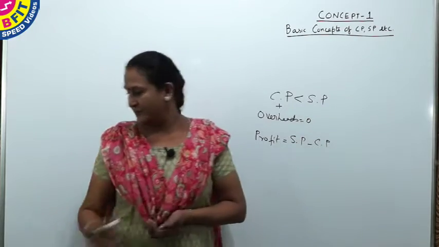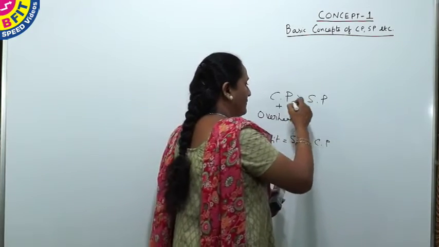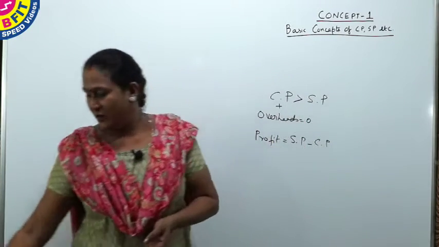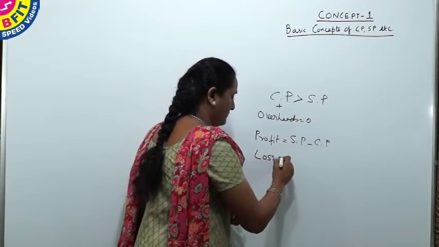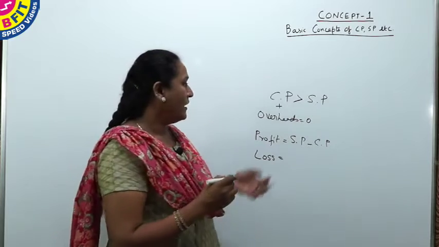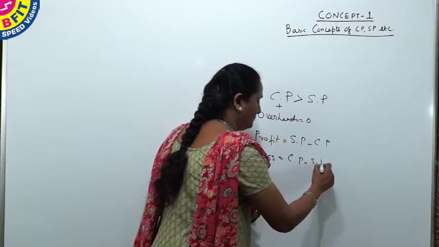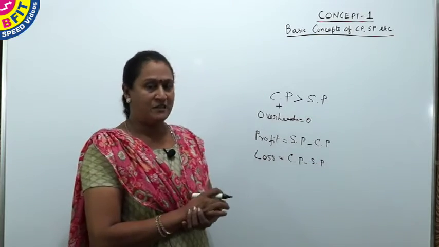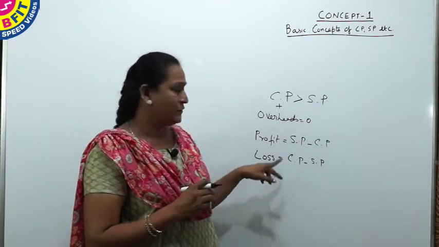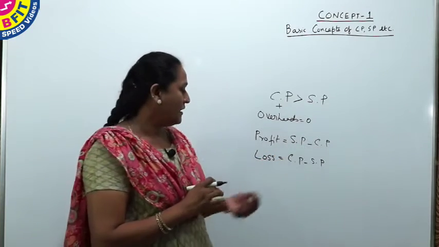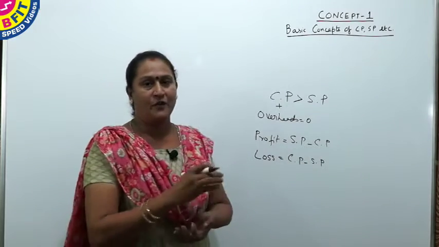And in the other case, suppose the cost price is greater than the selling price, then the person will incur loss. And how is loss calculated? It is the difference between cost price and the selling price. So in the question, if they mention loss, you should take cost price minus selling price and proceed. So be careful. For profit, take selling price minus cost price, and for loss take cost price minus selling price and proceed. So we saw how to find profit and loss.